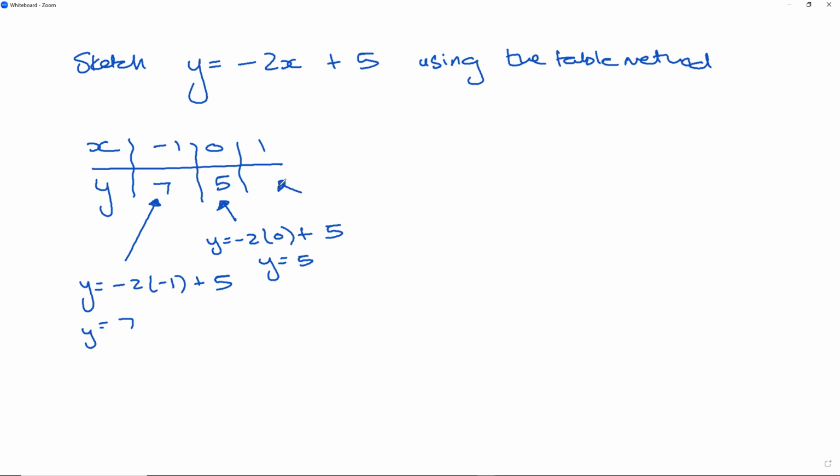For this value, the same thing applies, just changing that x value into 1, putting it in there, multiplying it by negative 2, and then adding 5. That gets you y equals negative 2 times 1 plus 5, which equals negative 2 plus 5, which is 3. And that's what we need to sketch. Each of these are coordinates that we have to remember. This is the coordinate negative 1, 7. This is the coordinate 0, 5. And this is the coordinate 1, 3.